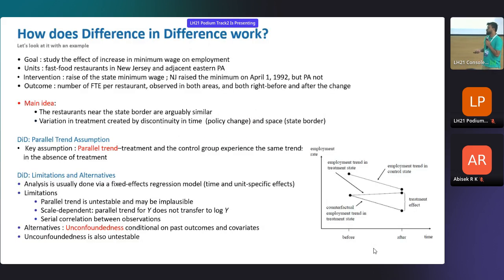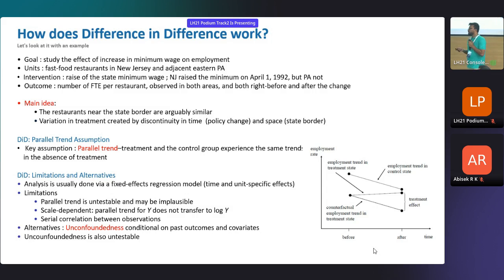Now, difference in difference is interesting in the sense that we have always worked on fixed effects regressions before. It's fairly well established. So what does difference in difference bring in the space of causal inference? The following, right? Again, we take an example. The study is the effect of an increase in minimum wage on employment. So what is the goal here? If you increase the minimum wage, does that increase the employment rate?